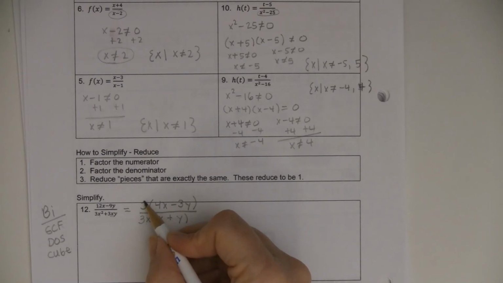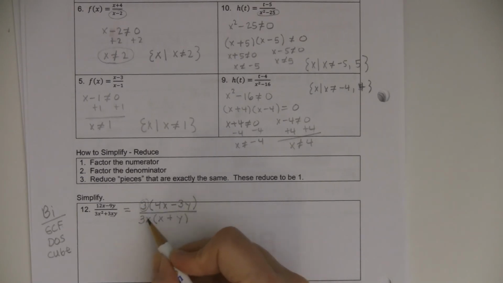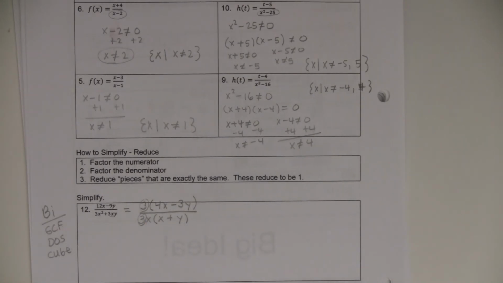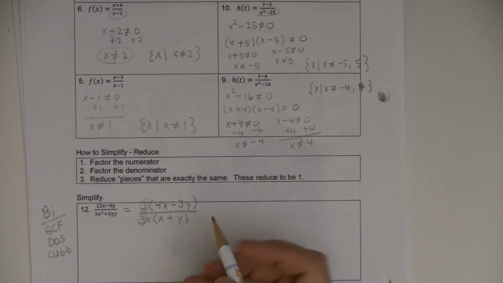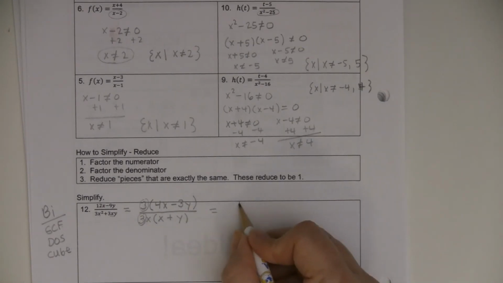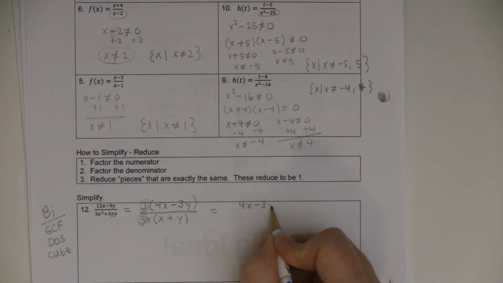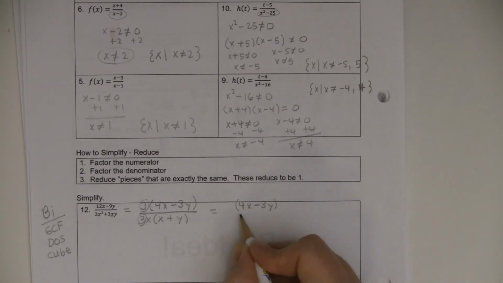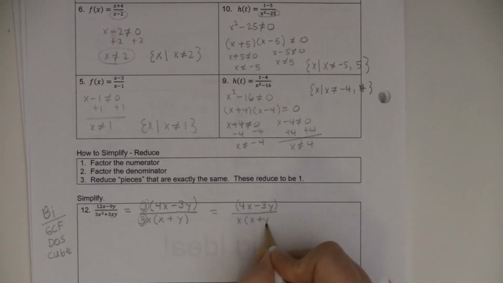And what can be divided here is this monomial 3 would divide with this monomial 3. And 3 divided by 3 is 1. So this in the denominator and in the numerator is a product. 3 times this. 3 times x times this binomial. And so I can divide out the piece 3. 3 divided by 3 is 1. And so this would give me for my answer 4x minus 3y, with or without the parentheses around it, divided by x times x plus y.